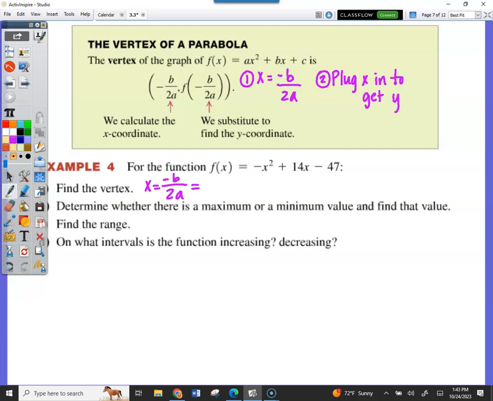So, what is A? Negative 1. What's B? 14. Right there. Okay, so negative b over 2a. Negative 14 divided by negative 2 would be positive 7, right? Then I'm going to find f of 7.